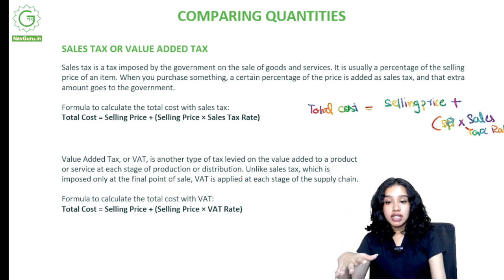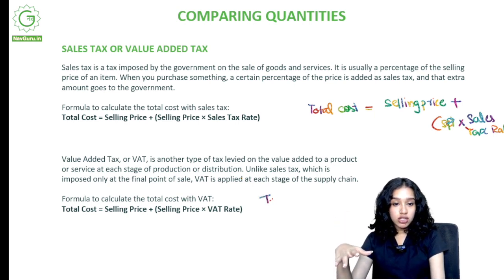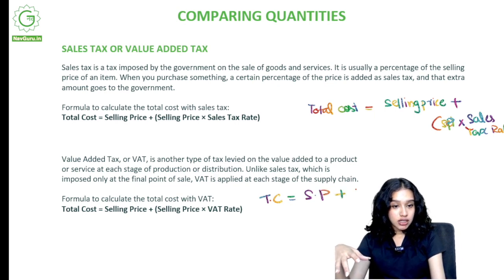So how to calculate VAT? We could say that the total cost is equal to selling price plus selling price into VAT rate.